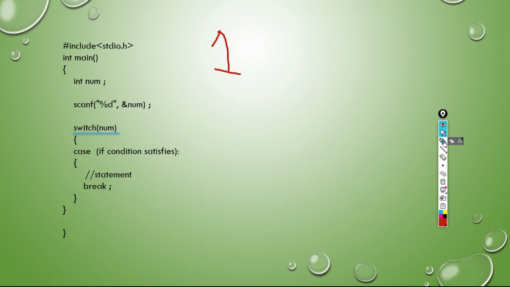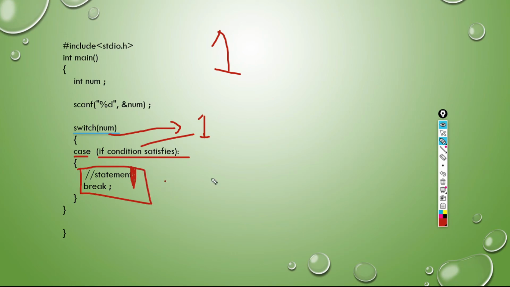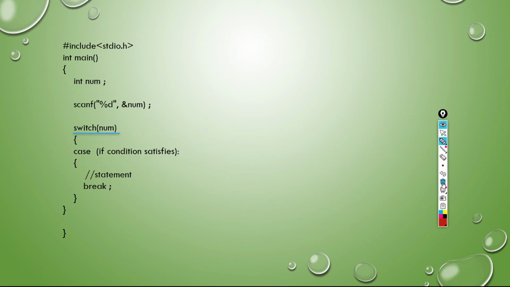Now in here I have to write case, and then the value to be satisfied. In other words, if I write 1 here, which is equal to the number, then it's only going to follow this statement. So this is basically the template. Now let's go to the real code block and understand it better.